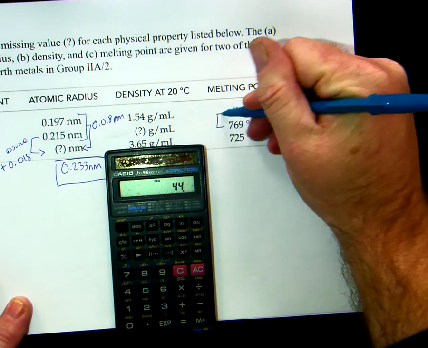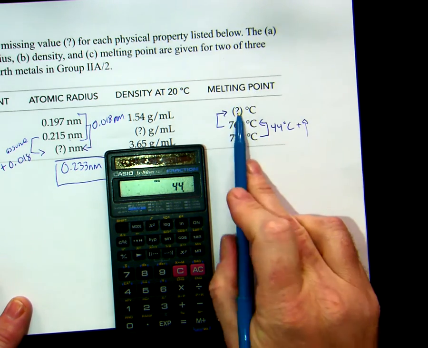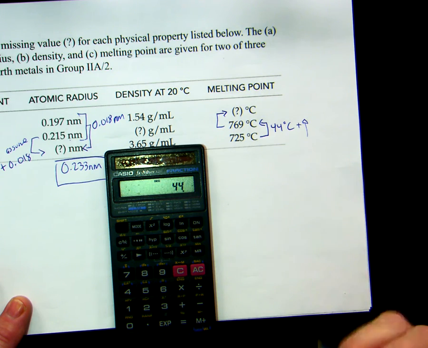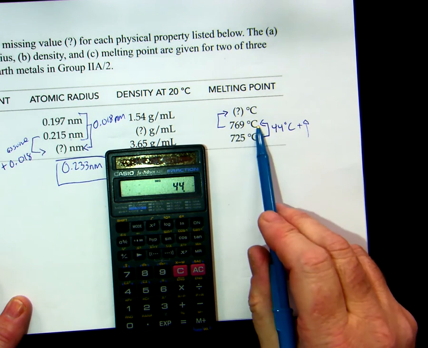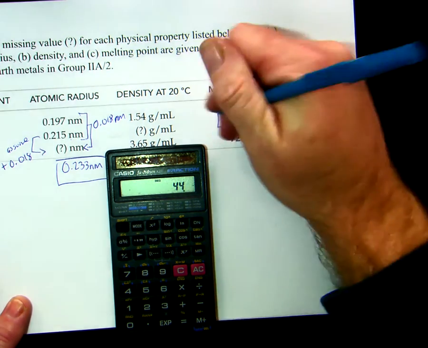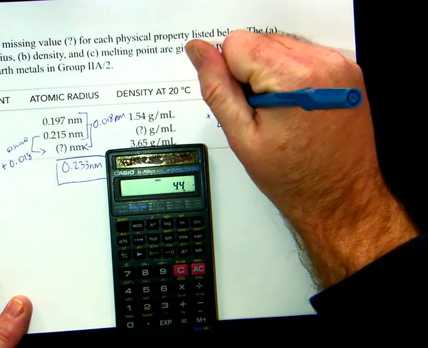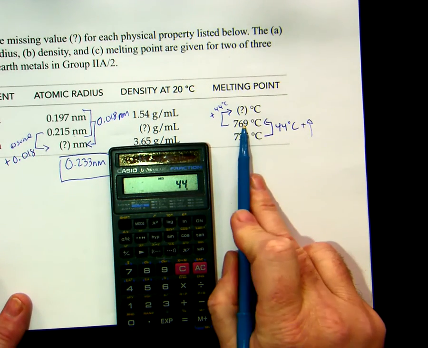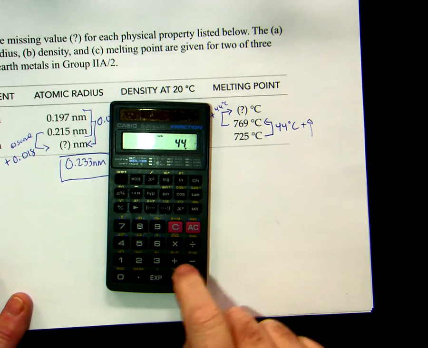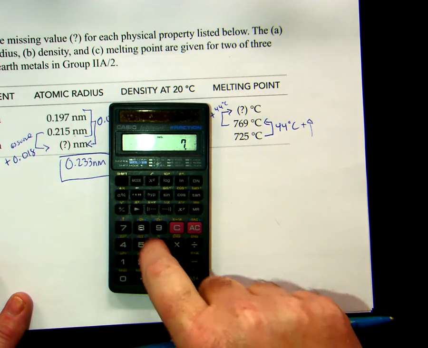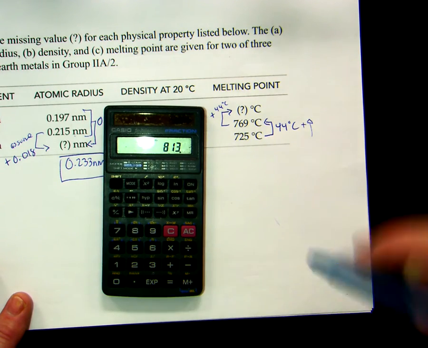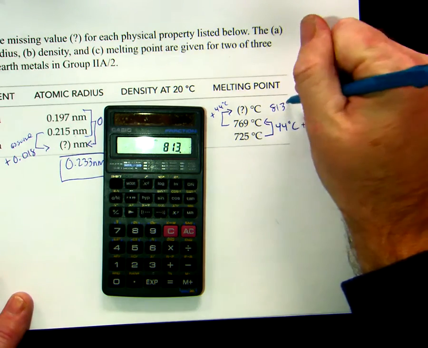So what do you expect the difference from here to here to be? The same. So if from here to here is 44 degrees, then we would expect this also to be 44 degrees C. So we see it's going up. So we take that 44, we add it to this, 769, and we would predict that this would be 813 degrees C.